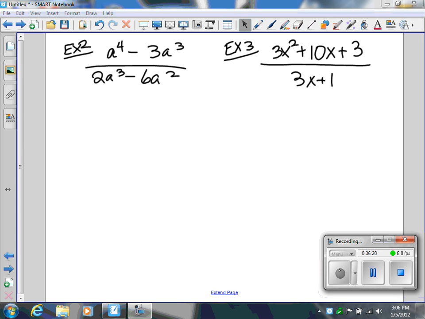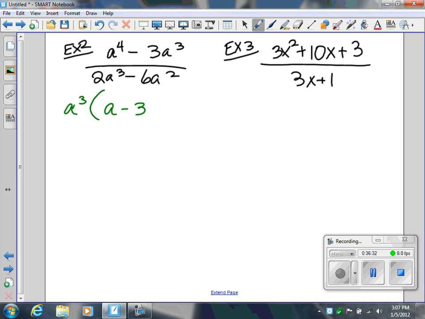What's the first thing you factor out always? GCF. What's the GCF of this first numerator in example 2? A cubed. A cubed times the quantity of a minus 3. That's very good. What about the denominator? What do I factor out now, guys? 2a squared times the quantity what? A minus 3.